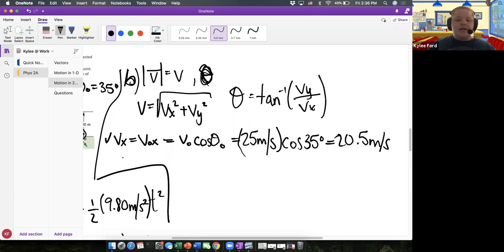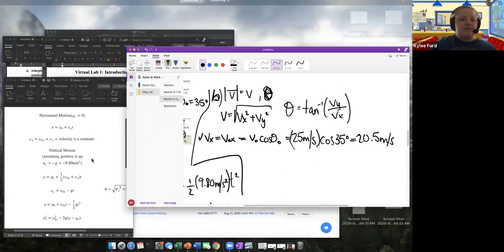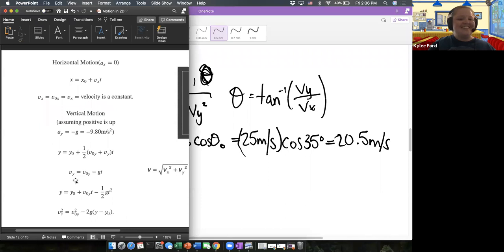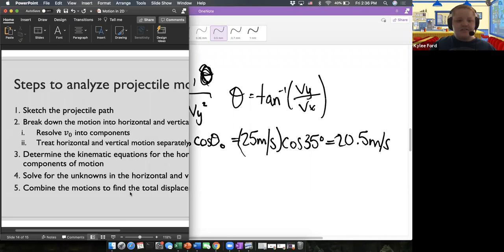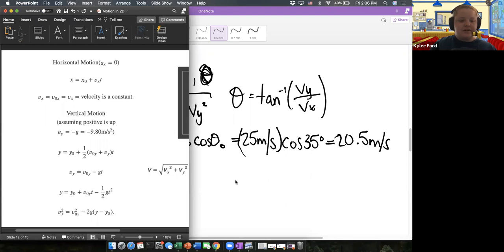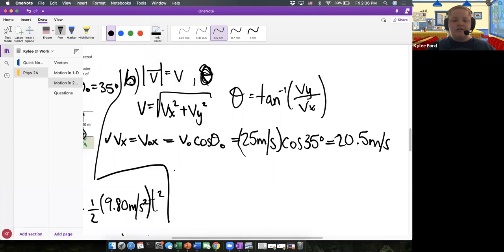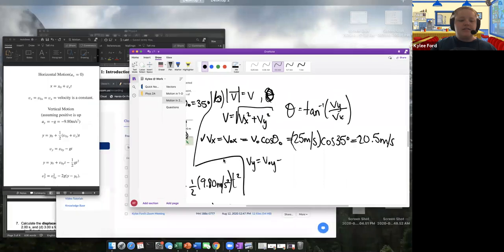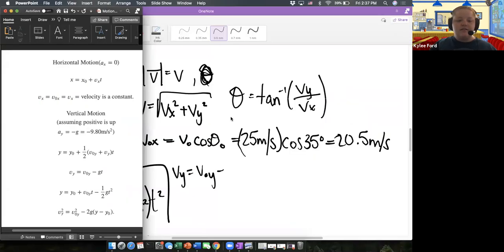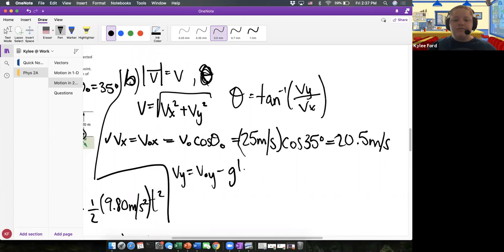Now we need to find our Vy, and we are going to have to use one of these equations over here. Whoops, where'd my equations go? There we are. We know our V naught Y, we know our G, we know our time now. So let's use this equation here: Vy equals V naught Y minus GT.